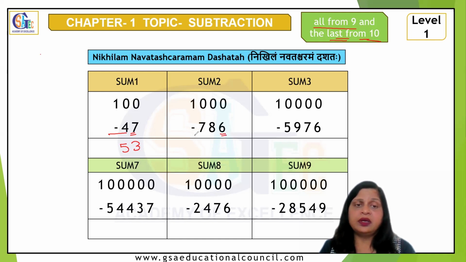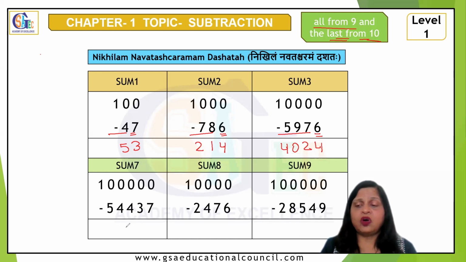Now the next question is 1000 minus 786. Now last from 10 and all from 9. So 10 minus 6 is 4. 9 minus 8 is 1. 9 minus 2 is 2. The answer is 214. Now the next question. Last from 10 and all from 9. 10 minus 6 is 4. 9 minus 7 is 2. 9 minus 9 is 0. 9 minus 5 is 4. So the answer is 4024.